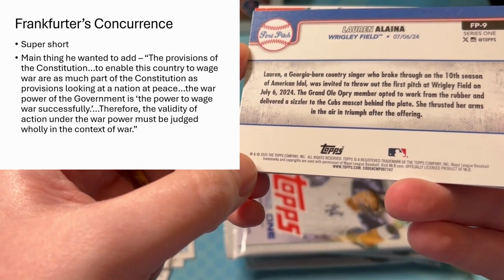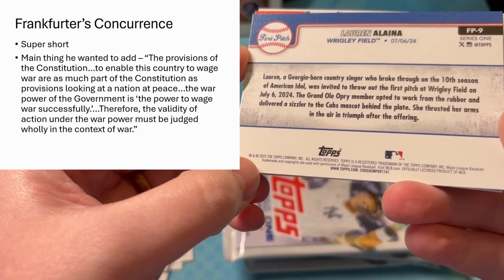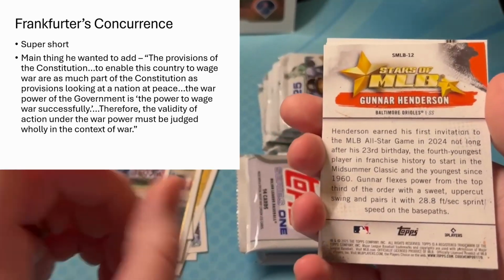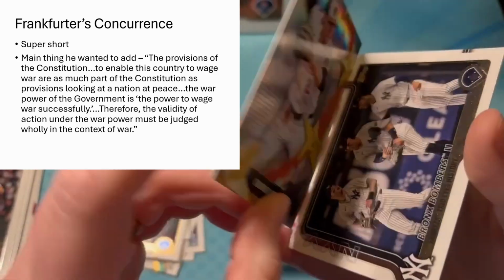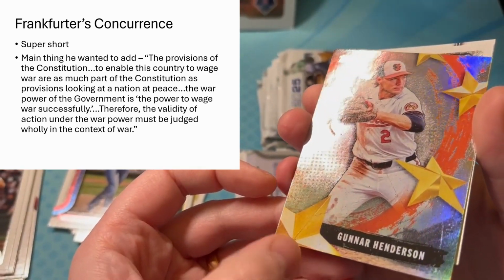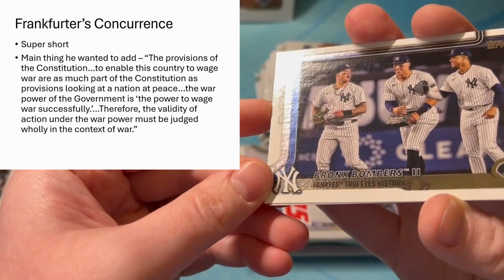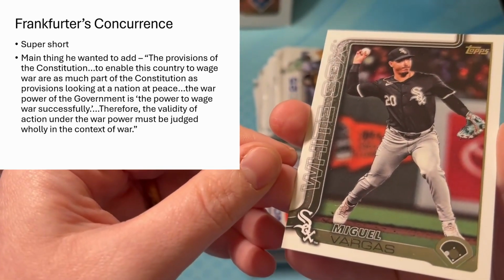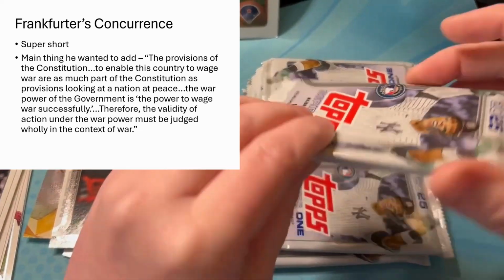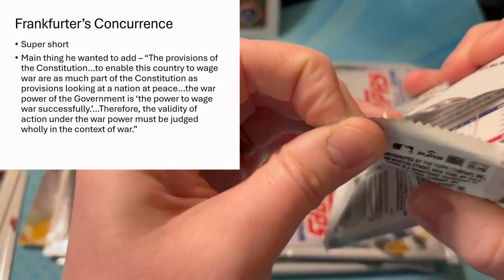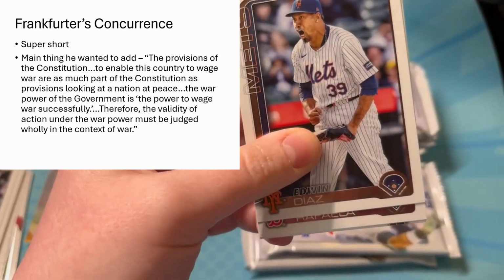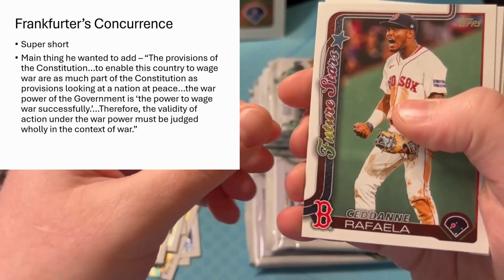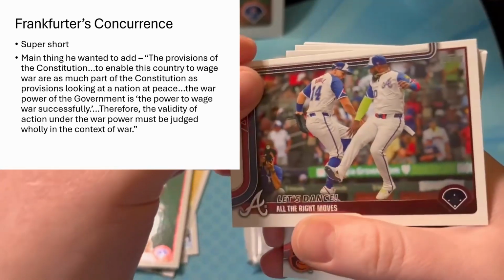Then, Justice Frankfurter has a concurrence. That means that he agrees with the majority opinion and he just wants to add something. So what does he add? "The provisions of the Constitution to enable this country to wage war are as much a part of the Constitution as provisions looking at a nation at peace. The war power of the government is the power to wage war successfully. Therefore, the validity of action under the war power must be judged wholly in the context of war."